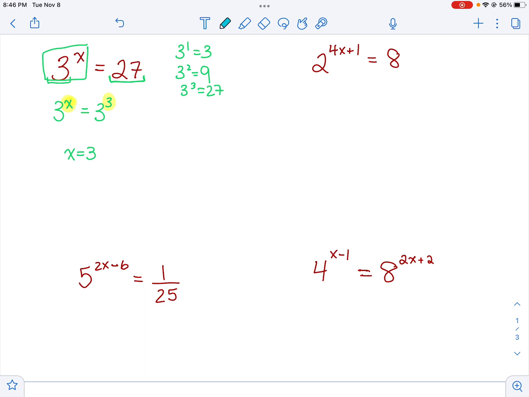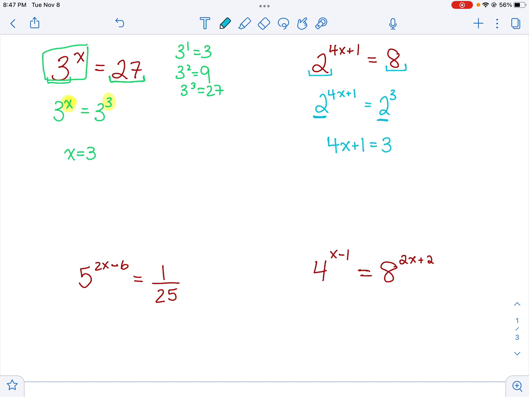2 to the power of 4x plus 1 equals 8. So the bases are, again, not the same. So I would look at the 8, and I know that 2 to the power of 3 is equal to 8. So I'm going to change 8, so it is now going to be written as 2 to the power of 3. So now I have the same base. So in order to solve for x, I can actually ignore the base, and I can just set the exponents equal to each other.